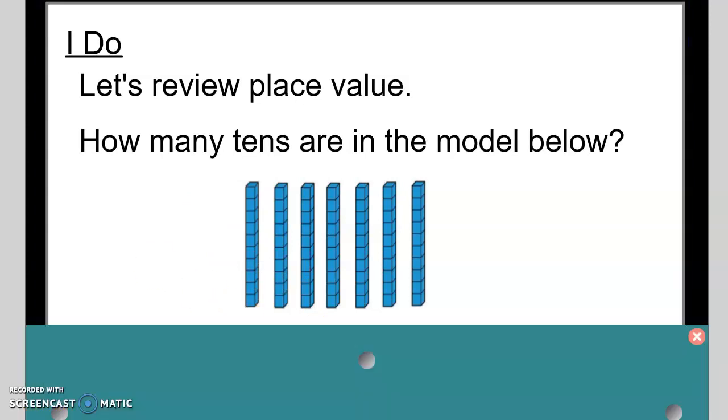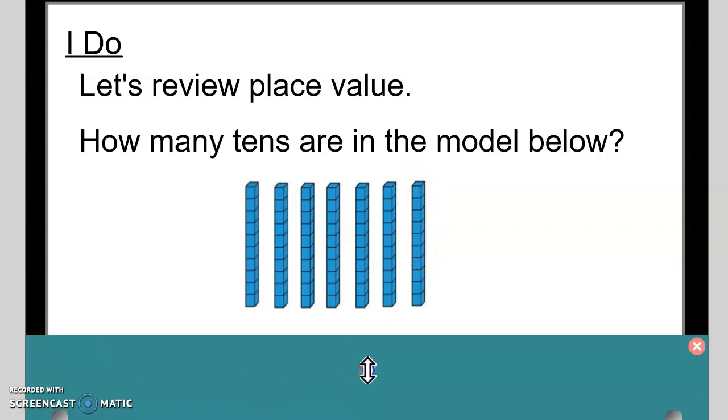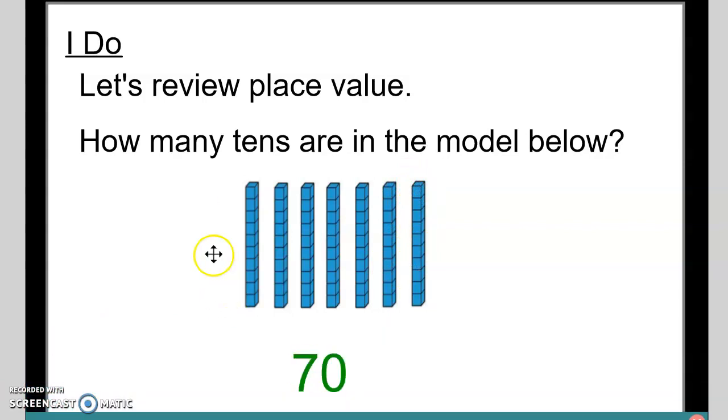Moving on to my next example so I can keep practicing. How many tens are in this model below? I have 1, 2, 3, 4, 5, 6, 7 tens. So that's going to give me 10, 20, 30, 40, 50, 60, 70. Let's check it out. 70. So 7 tens give me 70.